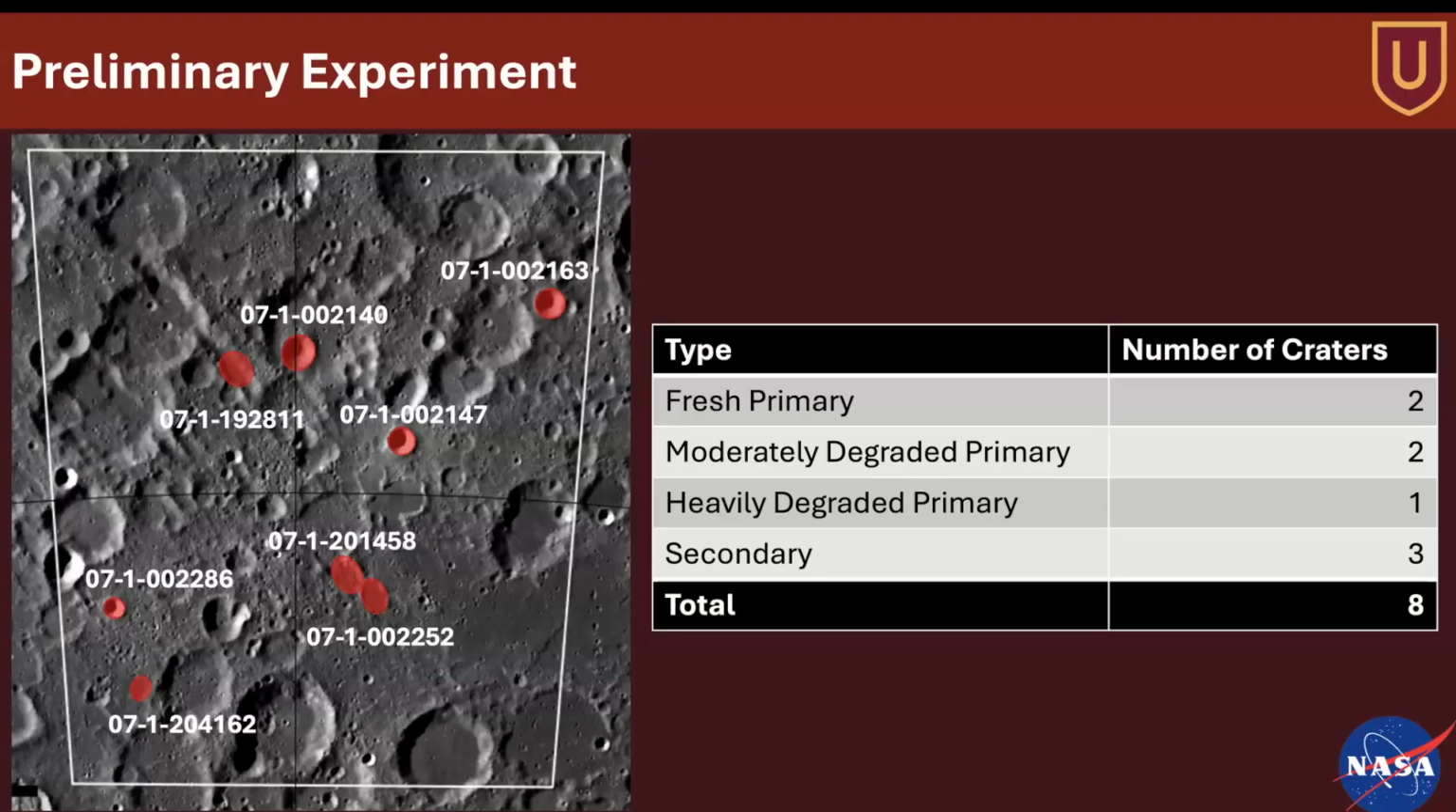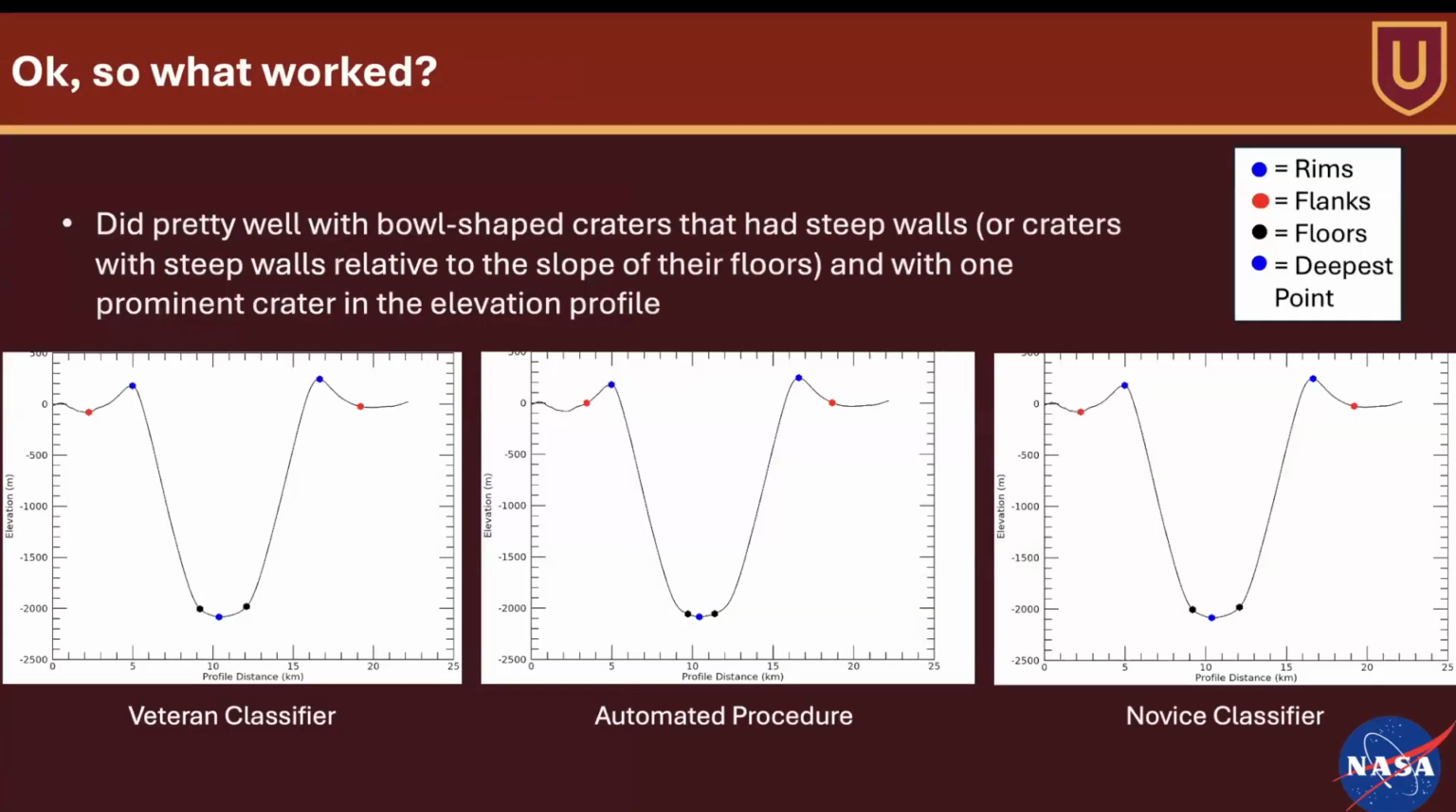Two of them, these designations we came up with on our own, were two fresh primaries, two moderately degraded primaries, one heavily degraded primary, and three secondaries. These were chosen based on crater size to be between 5 and 10-ish kilometers in diameter, and this is just very preliminary tests at the moment.